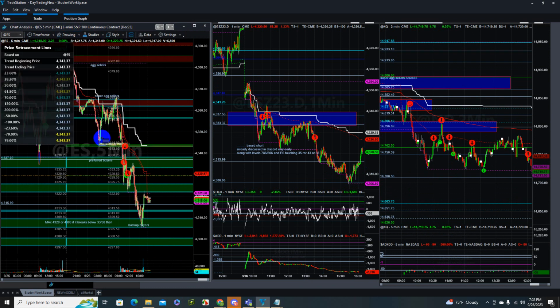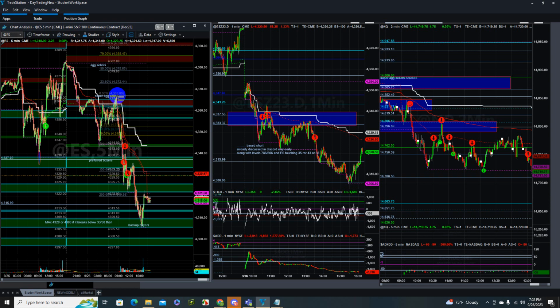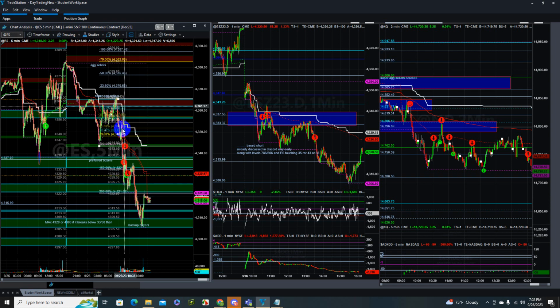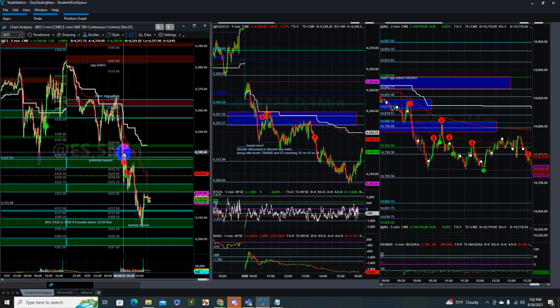Sometimes I use the fib just for my target, not for my entry, by the way. So I use it roughly, like ballpark figures. 21, 22 was a fib. That was also the bottom of the support, and you can see it. Price came down there, first time it bounced, right? So fine, let people buy it.